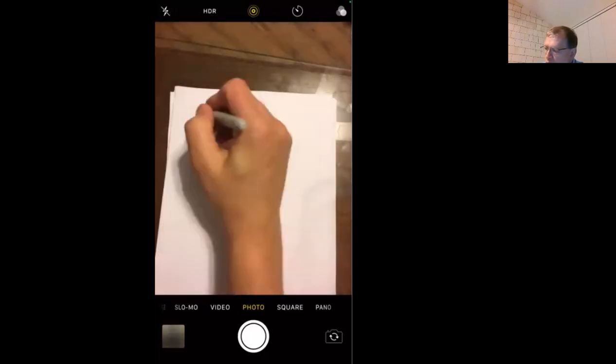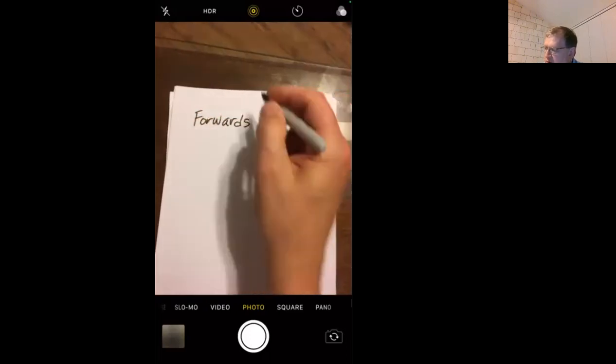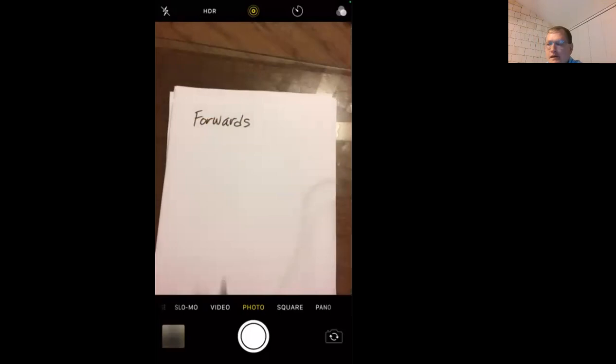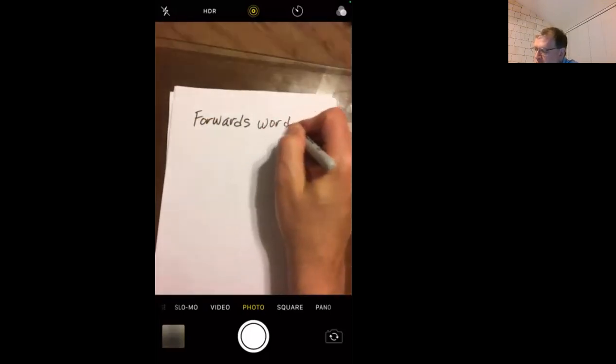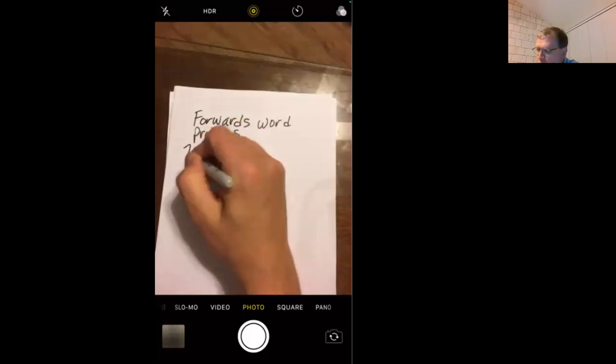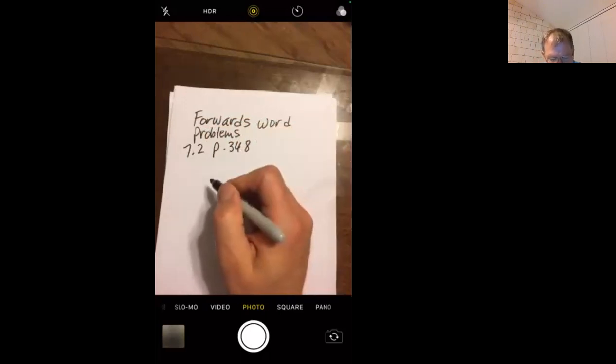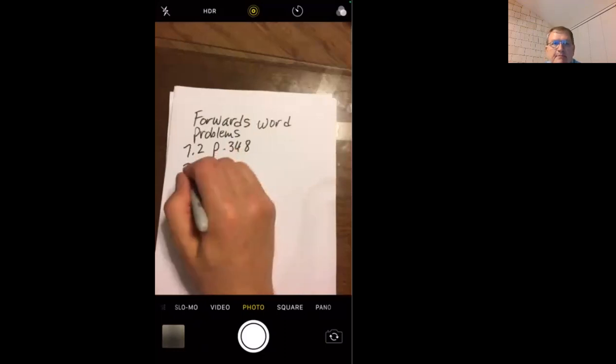I'm just going to work a few more of the different word problems, forwards word problems here first. Some I haven't done, just to give you more examples. Section 7.2, page 348. Why don't we try 39B?